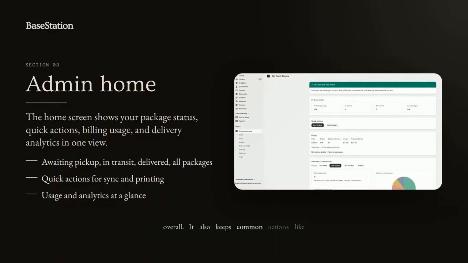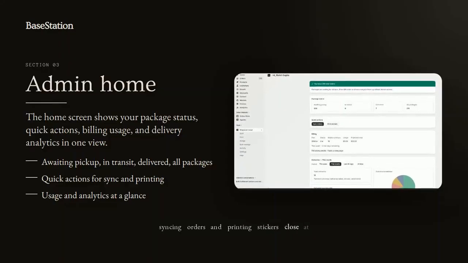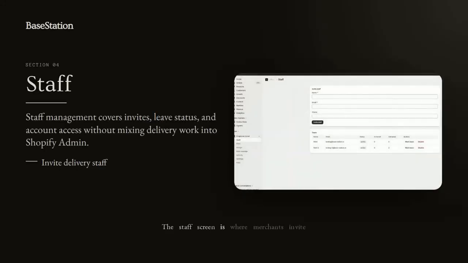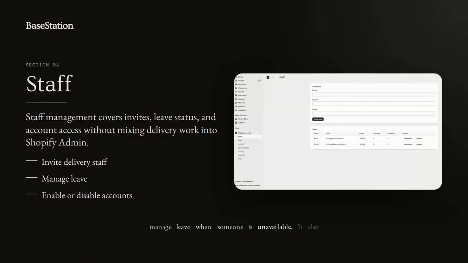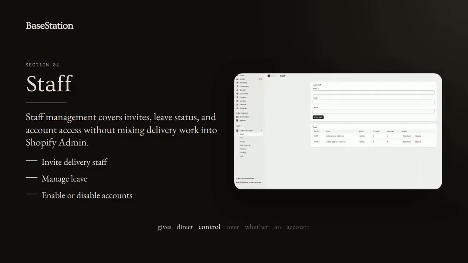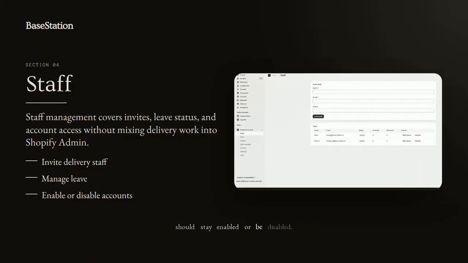It also keeps common actions like syncing orders and printing stickers close at hand, along with billing usage and delivery analytics. The staff screen is where merchants invite delivery staff, keep track of who is active, and manage leave when someone is unavailable. It also gives direct control over whether an account should stay enabled or be disabled.